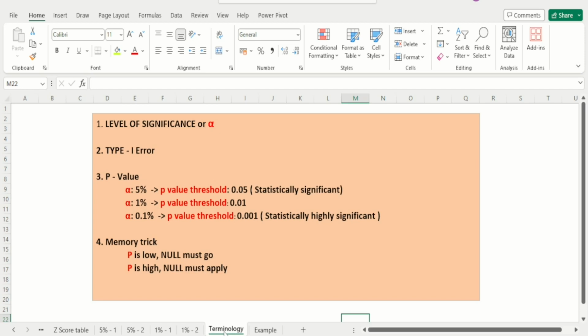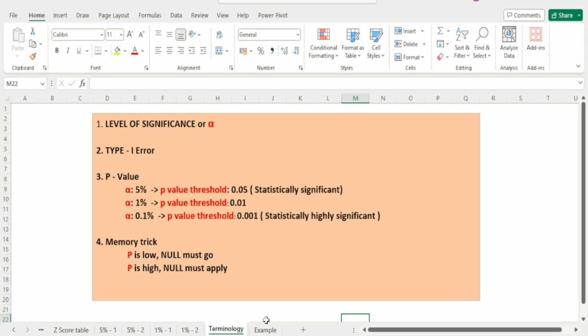Some people would state that a threshold of 0.05 is statistically significant. On the other hand, a threshold of 0.01, which is a very conservative and stringent level of significance, is statistically highly significant. In terms of a memory trick, we've gone over this before, but just to refresh your mind: if you're running a hypothesis test, if your p is low, then null must go, meaning null must be rejected. If your p is high, null must apply. In other words, if your p is high, then you fail to reject the null. That's how you should remember this.